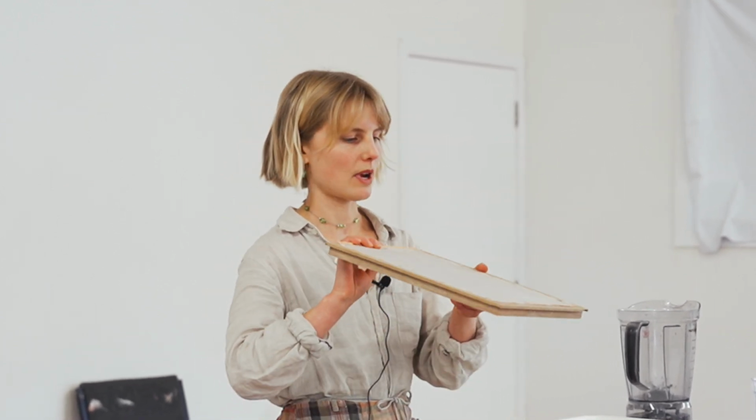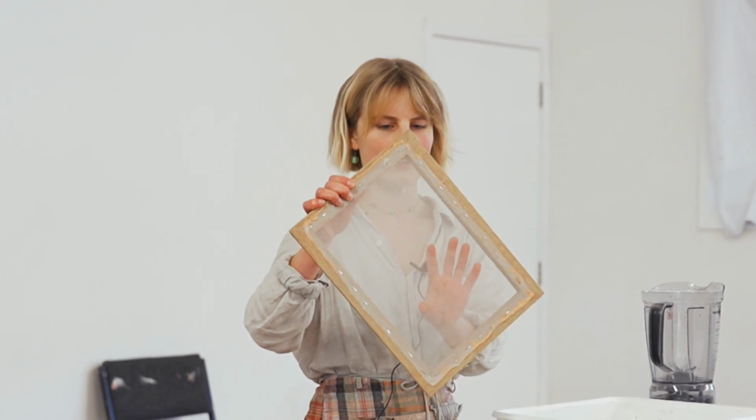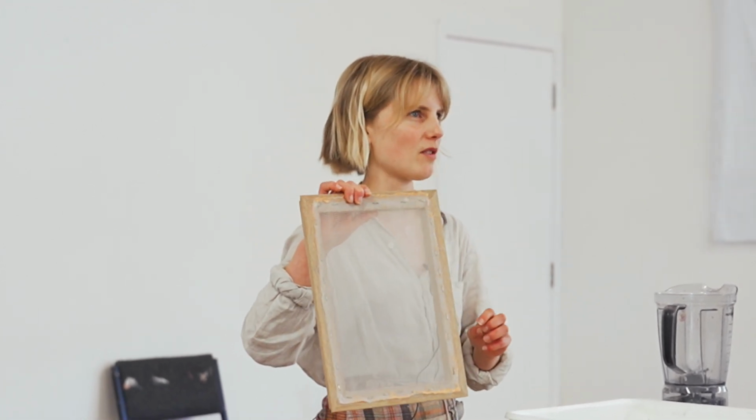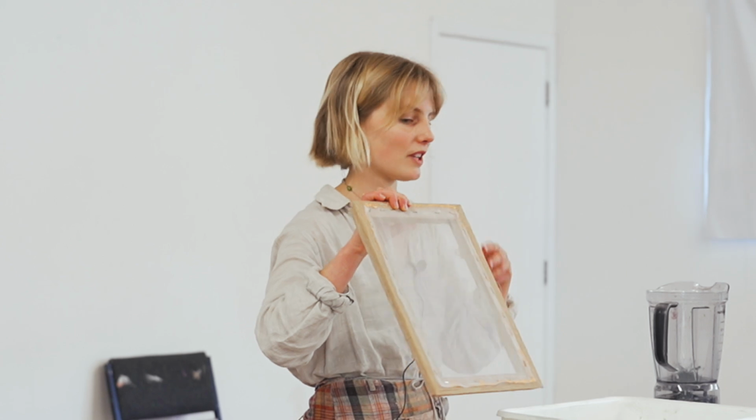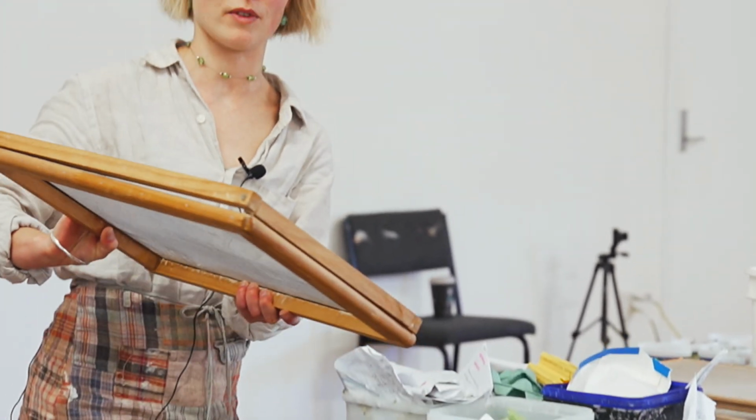And I've played around with a lot of different meshes. This is my favourite. It's actually the stuff that goes over fruit trees so that birds don't get to it. And then, yeah, just stapled all around. But I've also used fly screen. This one down here, which I was given, is a fine wire mesh.